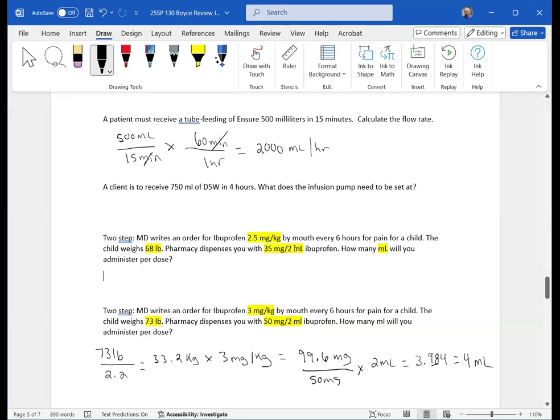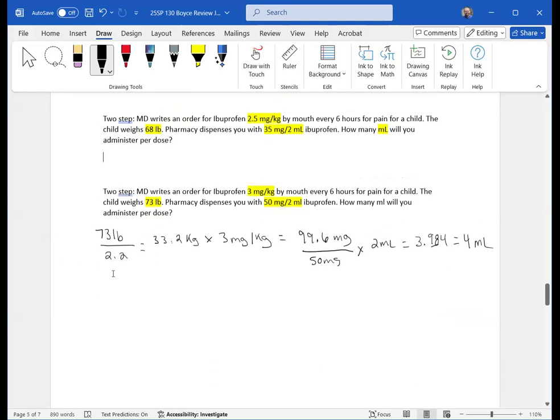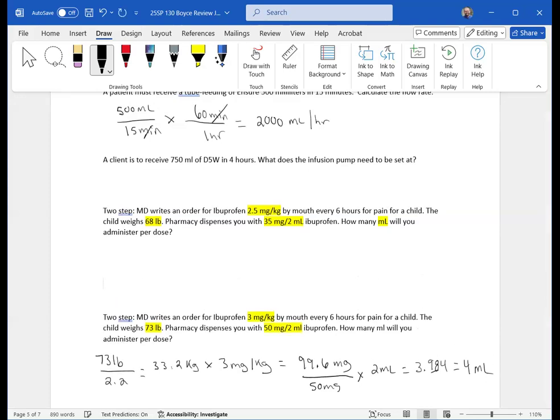So if it's 2 ml, or the ml, or if it's tablets or capsules, that's what you're looking for. So step one is we're going to convert the patient's weight in pounds to kilograms. So I'm just going to take 68 and divide by 2.2, and that will give me 30.9090. So I'm still going to leave it at 30.9.